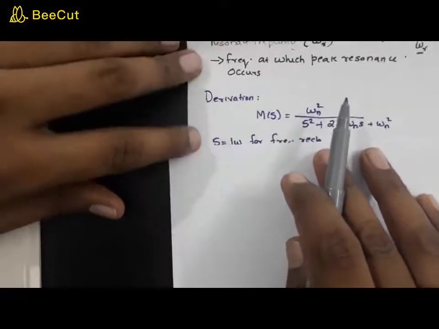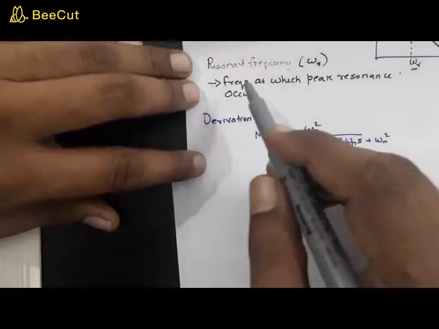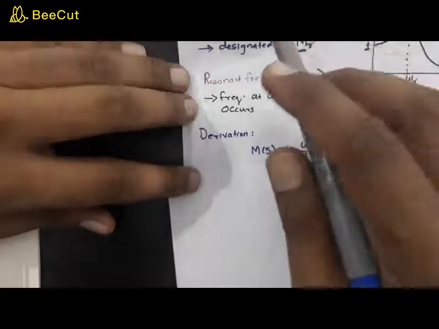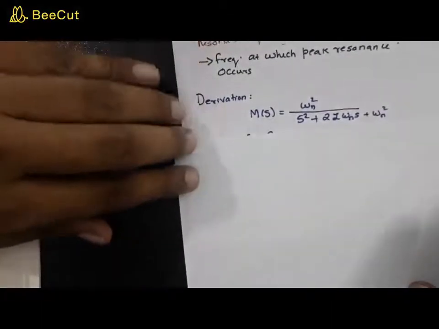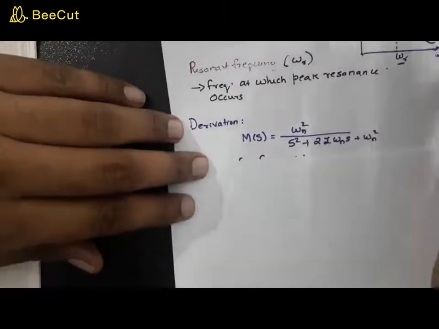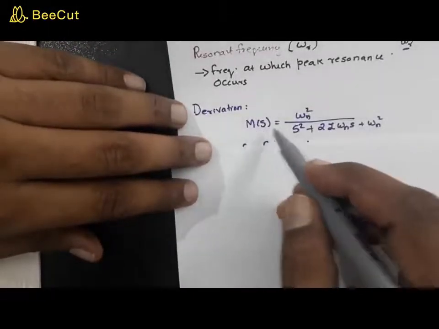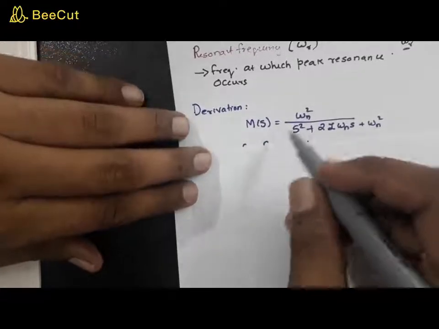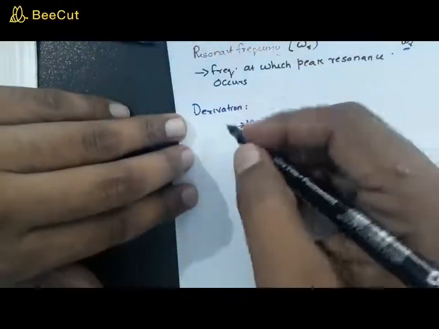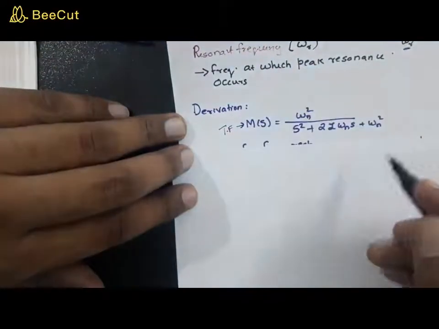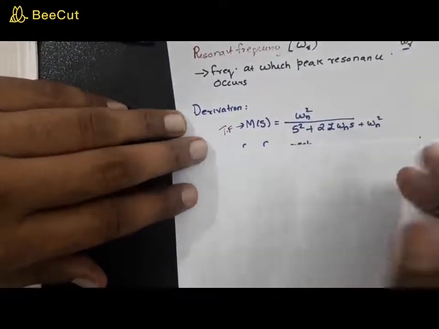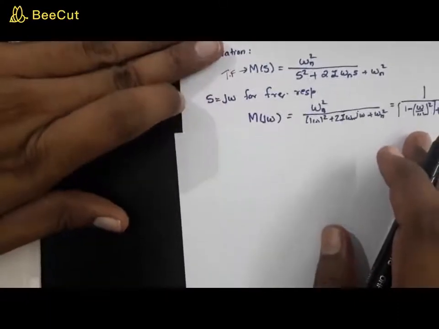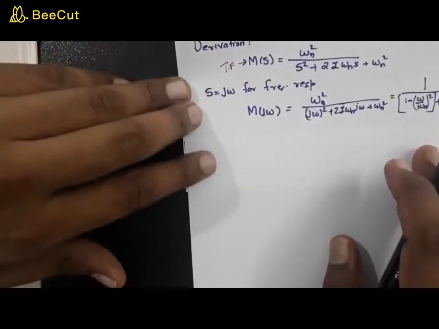Now let's move on to the derivation. First of all, we are going to find the derivation for this resonant frequency and the peak resonance. We will start with the second order system, with M of s. You might be remembering the transfer function. This is your transfer function, which is given by omega n squared by s squared plus 2 theta omega n s plus omega n squared, and putting s equal to j omega, you will get the frequency response.